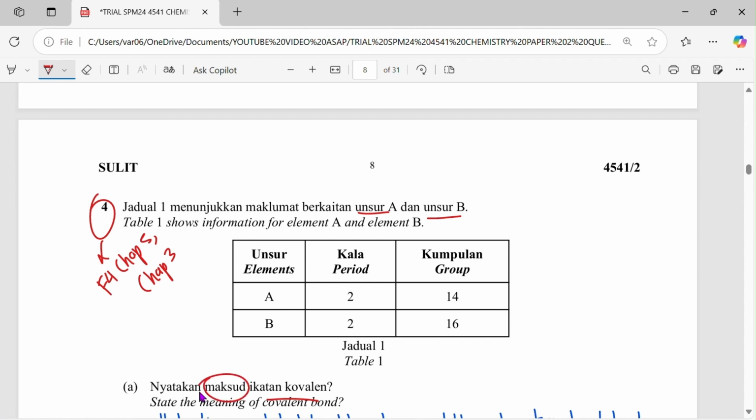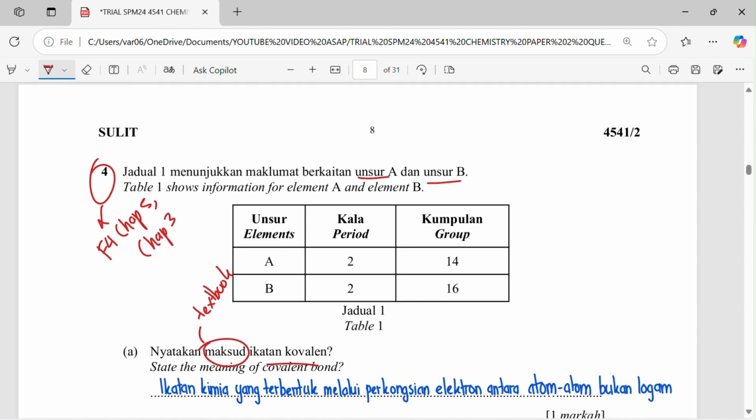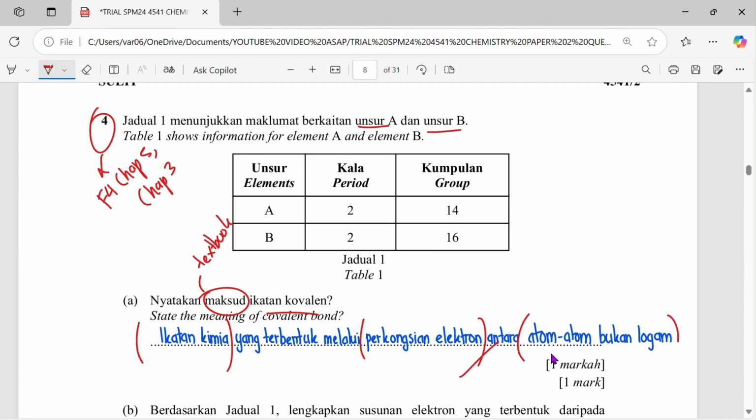So again, I want to emphasize that for definition based question, please refer to your textbook, not any other materials, only your textbook. Alright, okay. So ikatan kovalent merupakan ikatan kimia yang terbentuk melalui perkongsian elektron, right, antara atom bukan logam dan juga antara atom-atom bukan logam. So perkongsian elektron here is your main keyword.